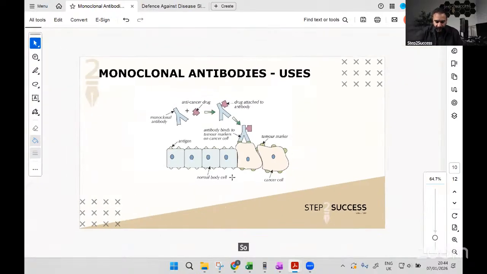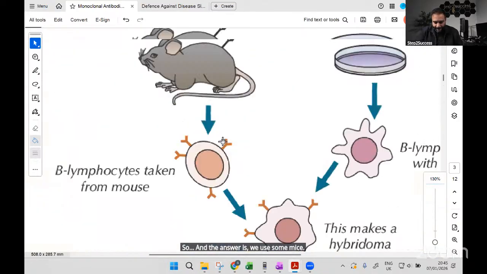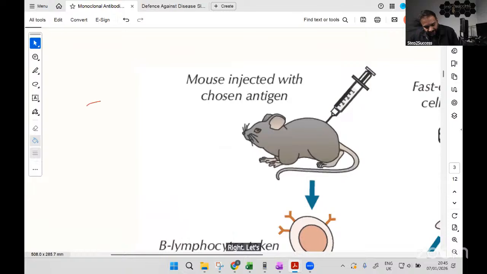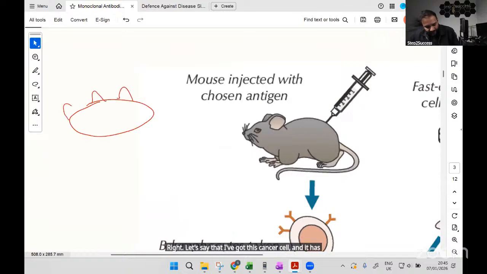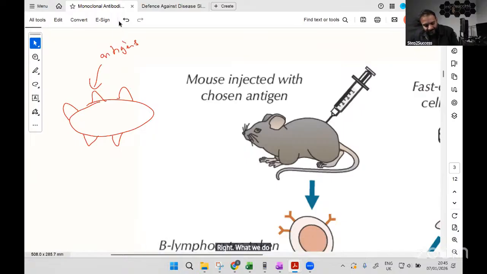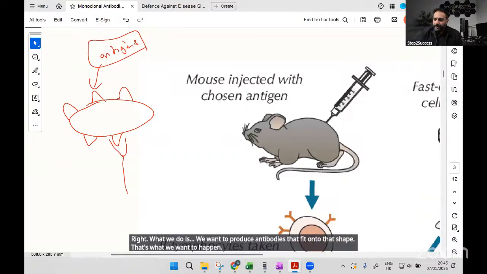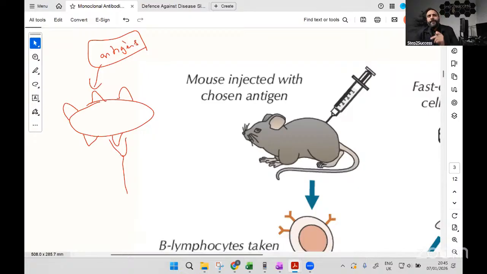And the answer is we use some mice. Let's say that I've got this cancer cell and it has these sort of markers on the outside. These are the antigens. What we do is we want to produce antibodies that fit onto that shape. That's what we want to happen. And we then inject a mouse with that antigen. So, in other words, that shape for which we want antibodies.